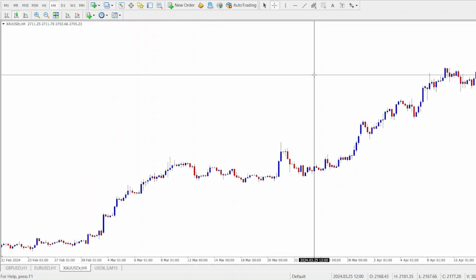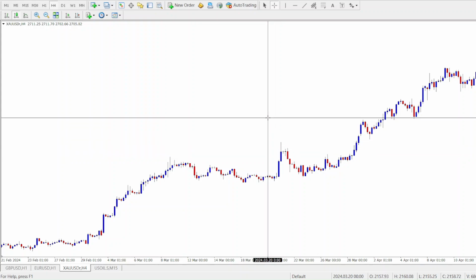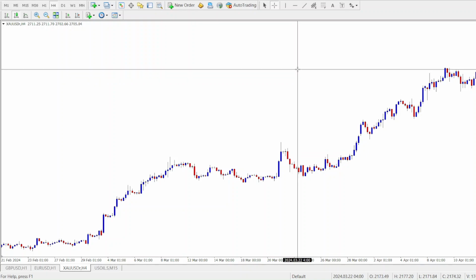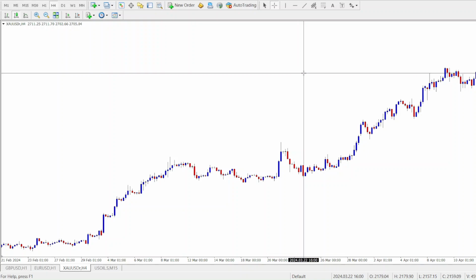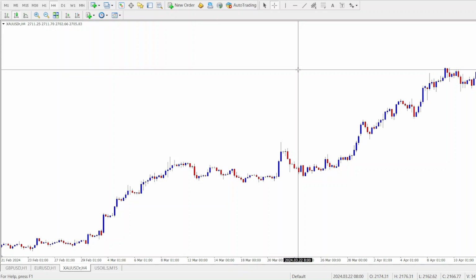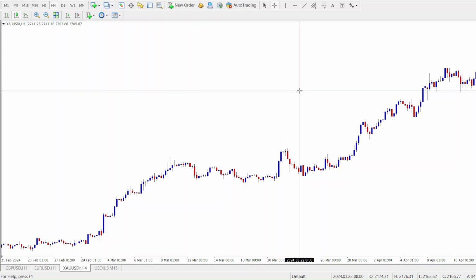Now, but it has wicks on both ends. At least the wicks should be lengthy enough, longer than the body. If there is a body at all, the wicks should be longer than the body, and the body should be small. Okay, it can precede a reversal, especially if it happens at the end of a strong trend.